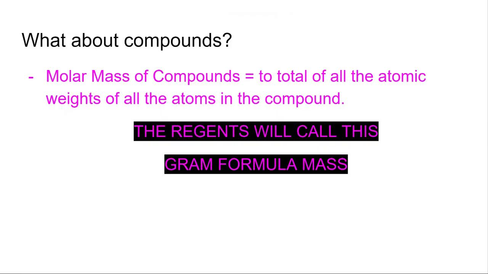Okay, so again, they tend to use the term gram formula mass on the regents. This is really the term for if it's a compound, whereas molar mass can apply to anything. I tend to say molar mass because molar mass implies that it is the mass of a mole of something. I like that term better. Gram formula mass seems to be about making sure you get the mass in grams of everything in the formula. They're basically the same thing.